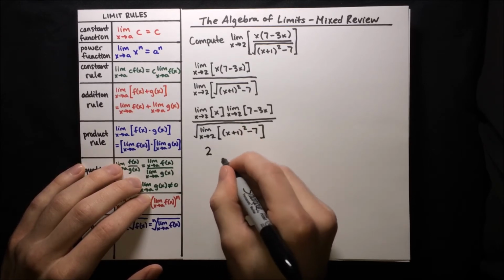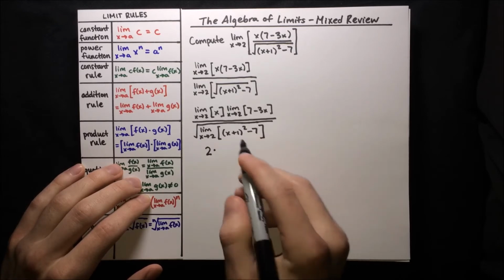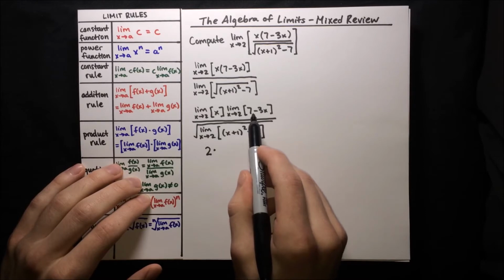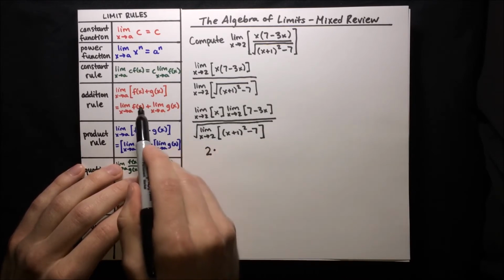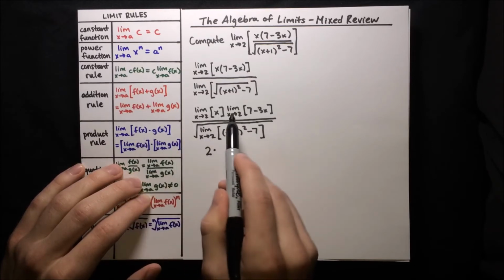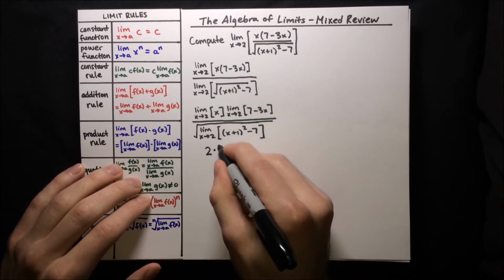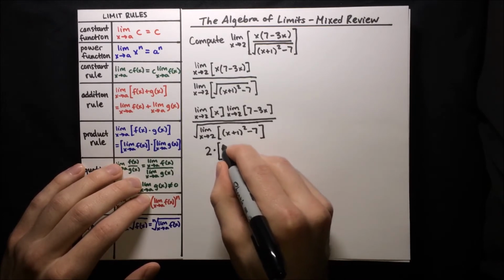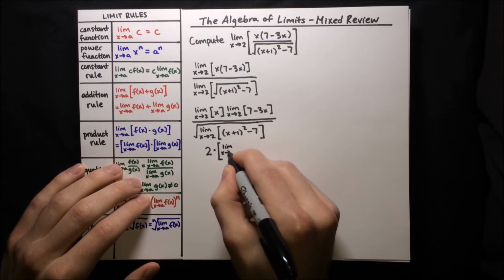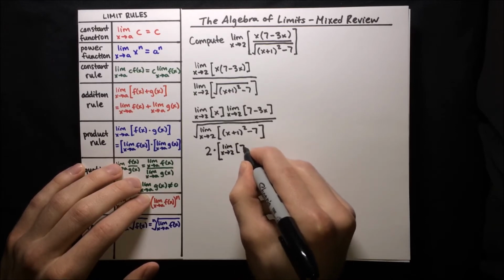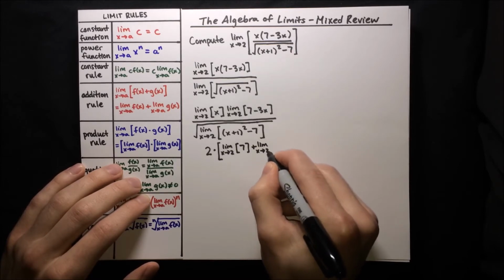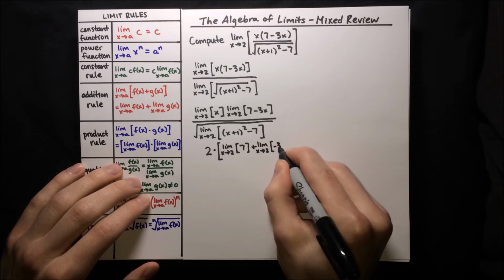So that's just 2. And then times, now this is subtraction here, and you can think of it as plus a negative 3x, 7 plus negative 3x, and then we can apply the addition rule and distribute that limit over the addition. So 2 times, let's put this in brackets, 2 times limit as x approaches 2 of 7 plus limit as x approaches 2 of negative 3x.